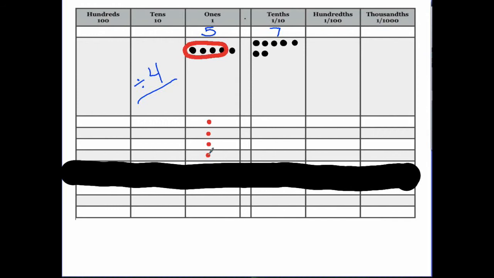What do I do with my extra dot? Let me get sneaky here. Number 18. What do I do with my extra dot? You take the extra dot and you have to count it as 10 and put it over in the 10.